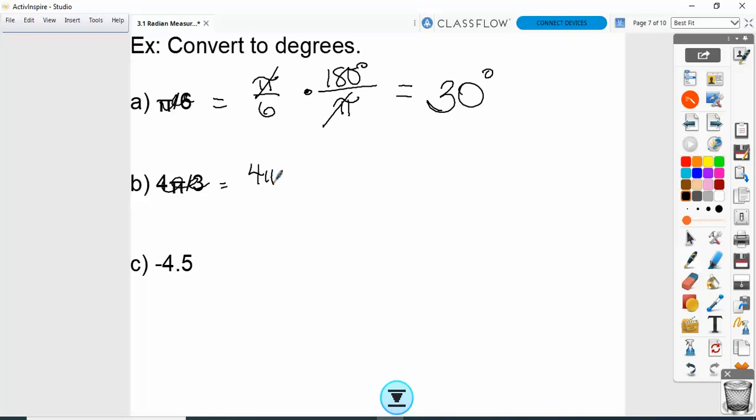4 pi over 3. So multiply by 180 over pi. Pi's cancel, so I have 4 times 180 divided by 3. Degrees.